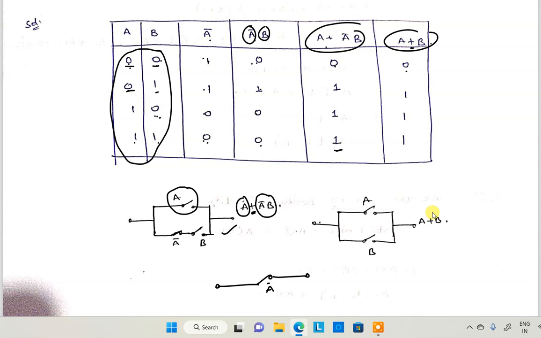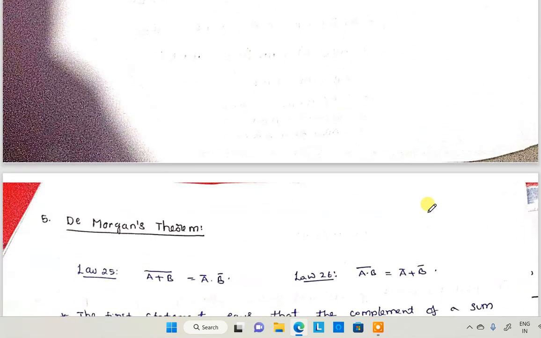Coming to your A plus B. Plus is nothing but a parallel. So A and B, that is A plus B. Okay. So this is the explanation about the different problems.